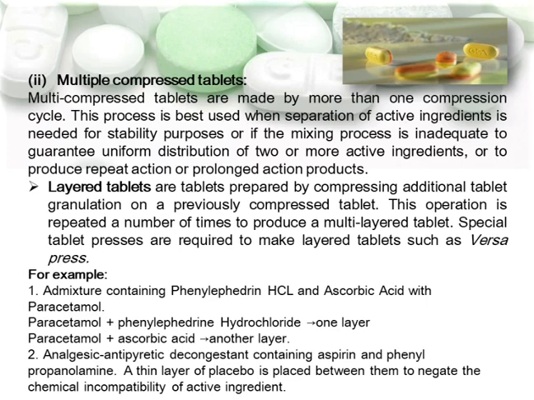Special tablet presses are required to make layered tablets, such as the Versa press. Now we'll see some examples of layered tablets, like a mixture containing phenylephrine hydrochloride and ascorbic acid with paracetamol. Paracetamol and phenylephrine hydrochloride will form one layer. Paracetamol and ascorbic acid will form the other layer. So these two will be separated.